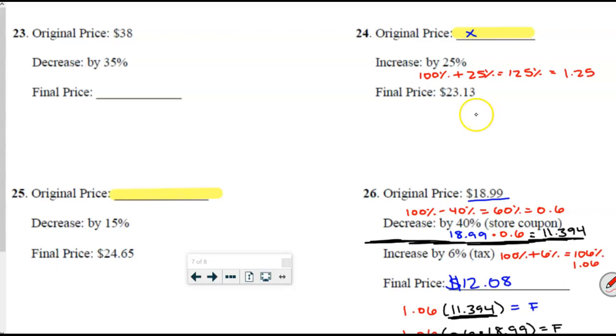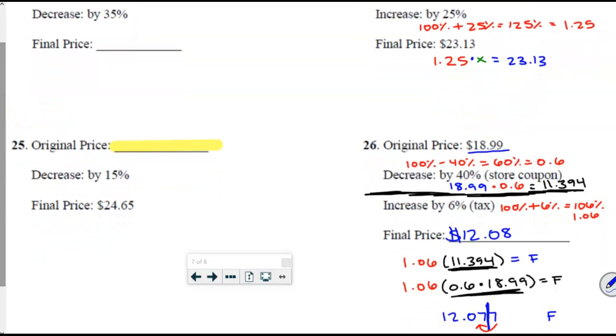What am I going to do with that? Well, just like I did here, I took that amount and I multiplied it by the original. So 1.25 multiplied by the original is equal to the final price. Well, what is that final price? It's $23.13. Yes, good job. $23.13. Now, in number 26, notice that the variable f for final price was already all by itself, right? Is the variable all by itself now? No. So we have to take one extra step to solve.